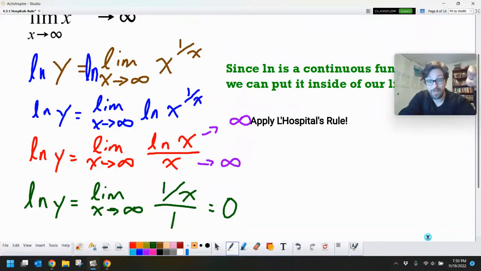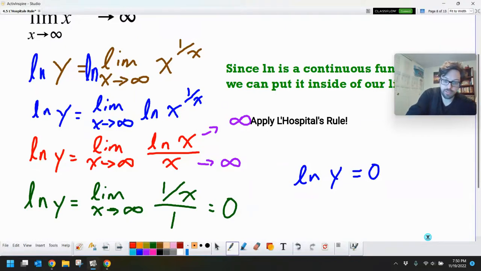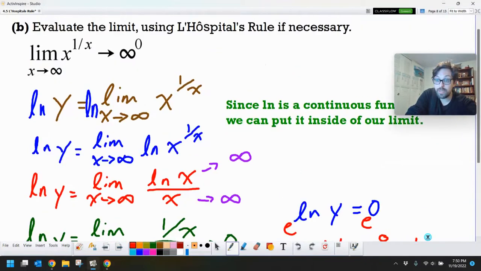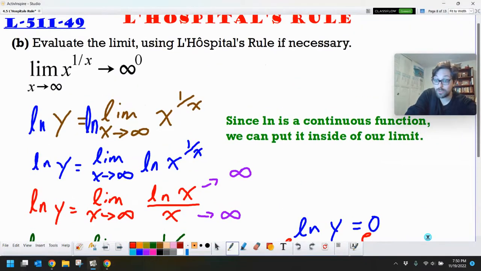Now, that's not the limit I'm looking for. That is telling me that the ln of y equals 0. But I wanted to figure out what y is. y was my original limit, so I need to figure out what this y value is. Well, that just takes a little solving. We can raise both sides to the e. So then we just get y equals e to the 0, and e to the 0 is 1. So this limit up here is actually 1.